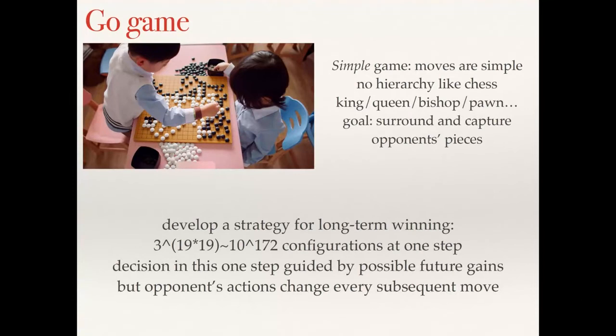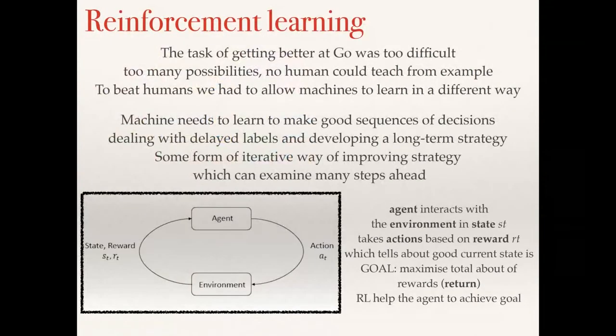But as you do that at each step, your opponent will take the opposite step, right? It will take the next step, and then you will have to recompute, and so on and so forth. So as you are playing and developing your strategy, you also have to reassess it at every move. That's what reinforcement learning is trying to do.